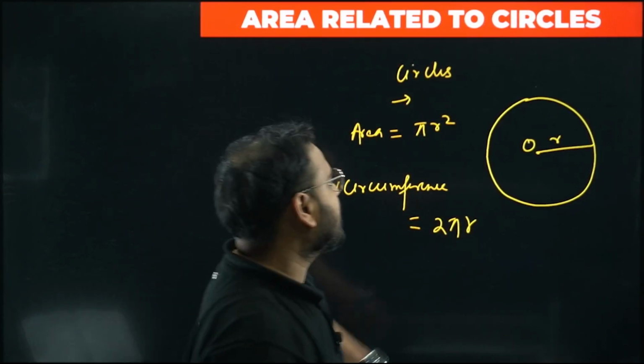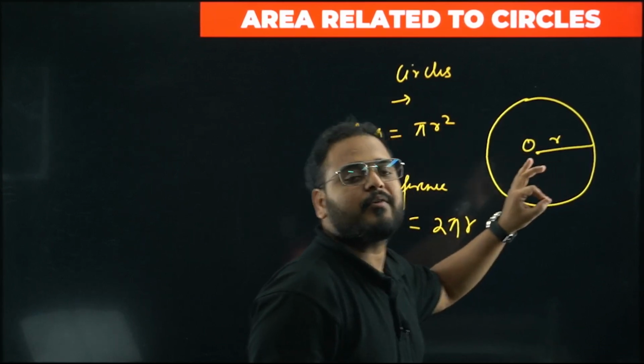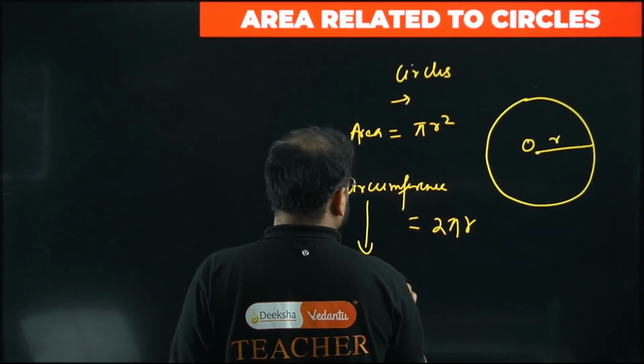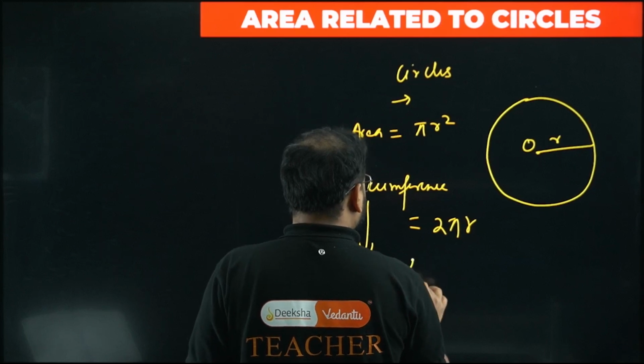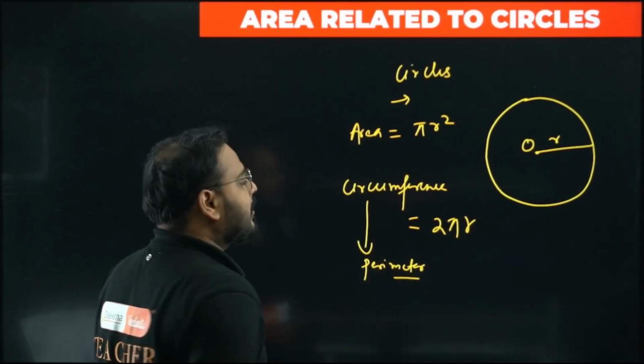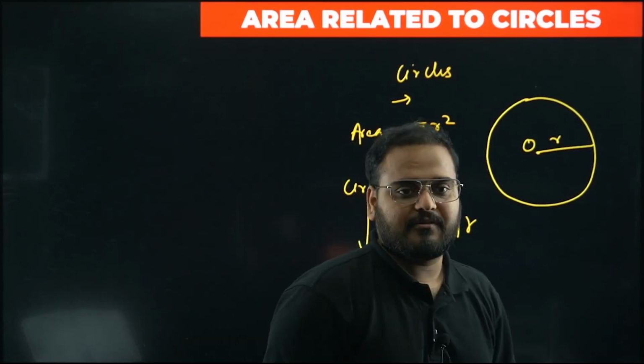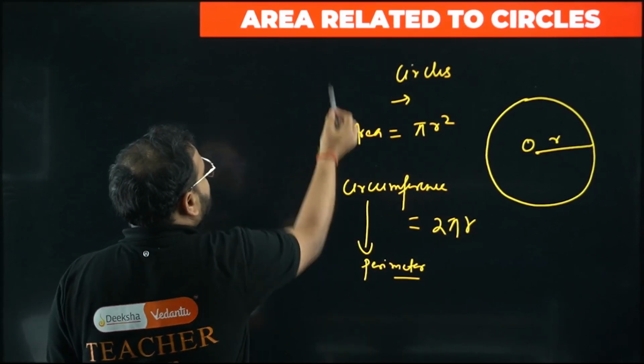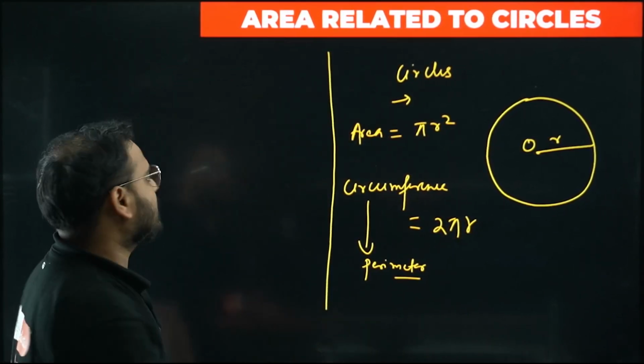What is circumference, sir? The length of the boundary is called the circumference. Sometimes we also call this the perimeter, but in the case of a circle we usually use the word circumference. I hope this is clear. Chaliye, so once this is known, we also have a case where we are dealing with concentric circles.